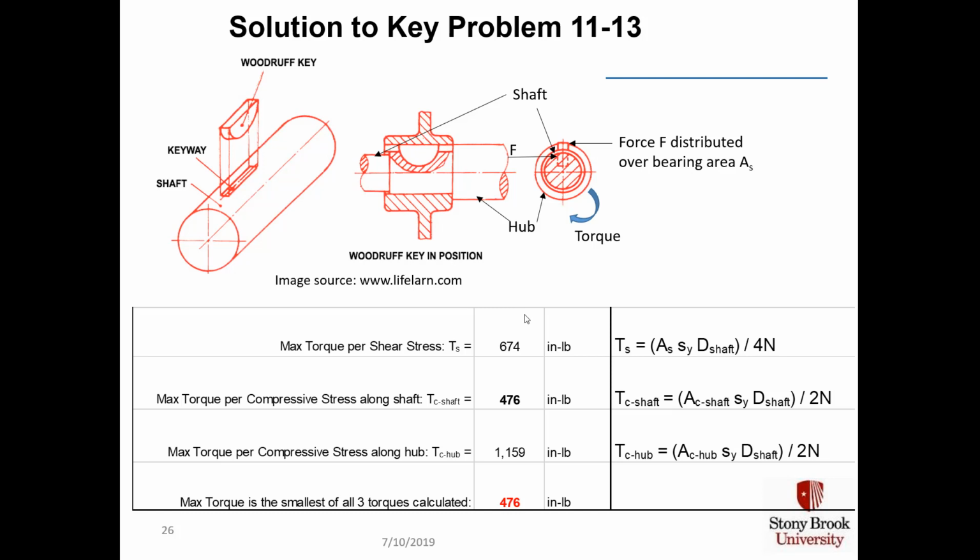So when you have 3 numbers like this, you have to take the minimum of the 3 numbers to figure out what's the maximum torque that the shaft can handle. So in this case, it's only 476 inch-pounds, because if you go more than that, you're going to fail due to compressive stress in the area along the shaft.